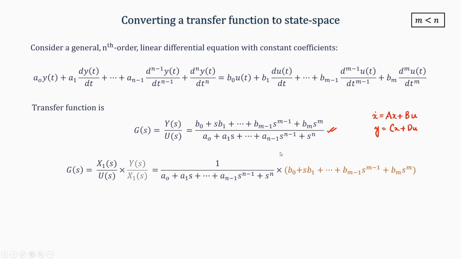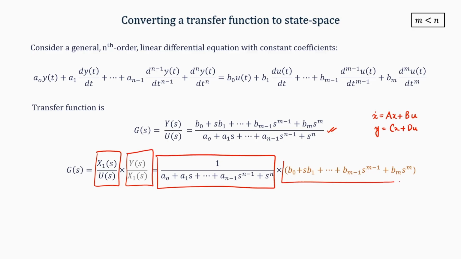So, the trick is, first we will write down the transfer function in this form, where we will write G(s) as X1/U into Y/X1, X1 being a new variable that I am introducing. I call X1/U to be 1 by the denominator of the transfer function and Y/X1 to be the numerator of the transfer function.